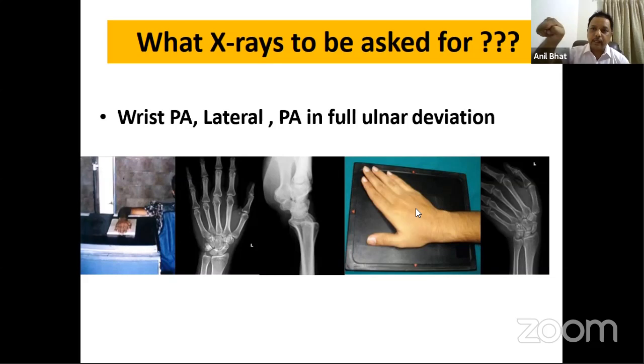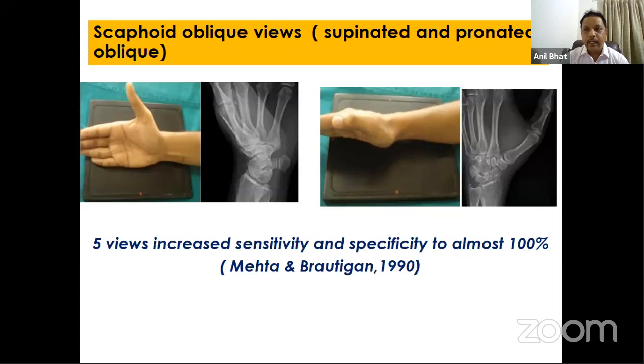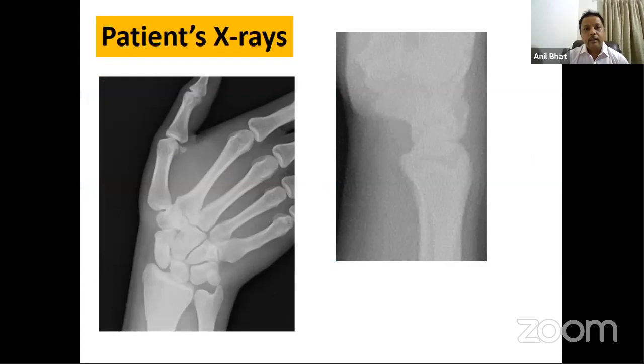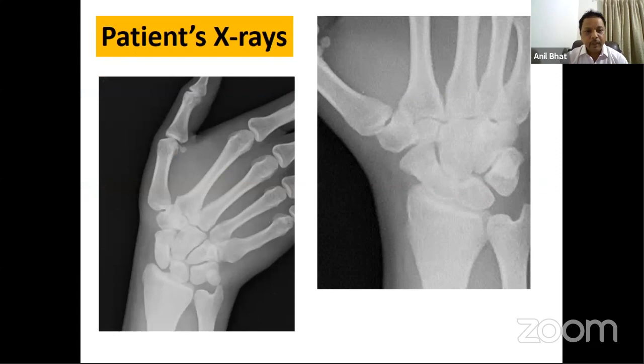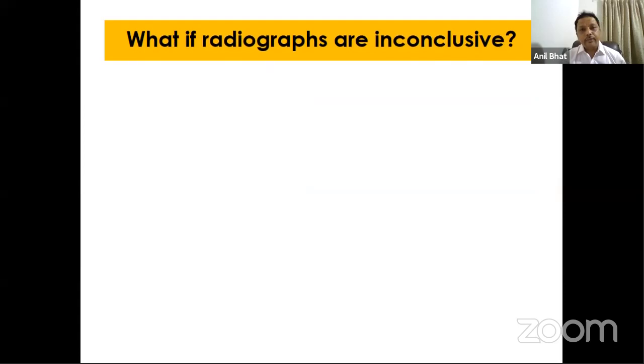And then you add the oblique views. That gives you much more increase in specificity again and sensitivity to almost 100%. This was the patient X-ray who came, the case scenario you told. Hardly could we make out any fracture here. But the patient had tenderness in the anatomical snuffbox. So if radiographs are inconclusive, then what would you do? Because almost up to 25% are not visible on the initial radiographs.